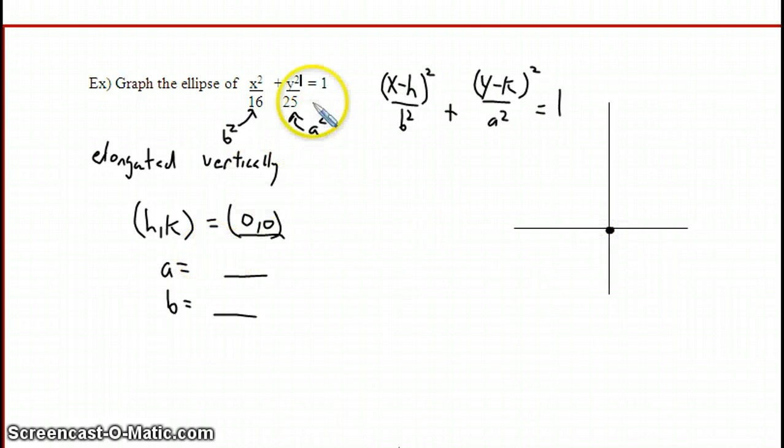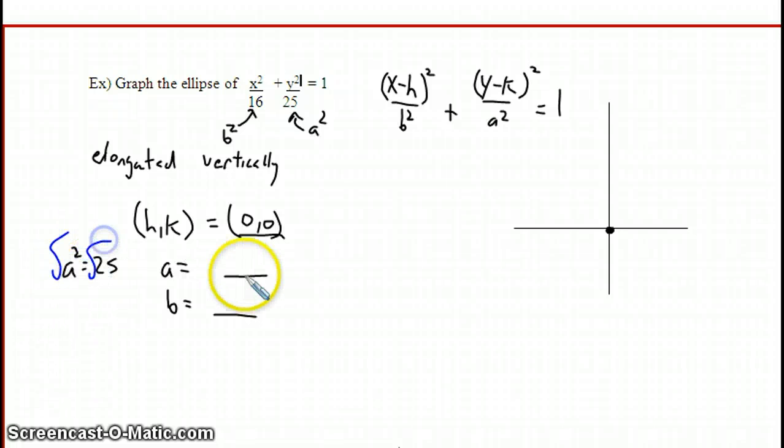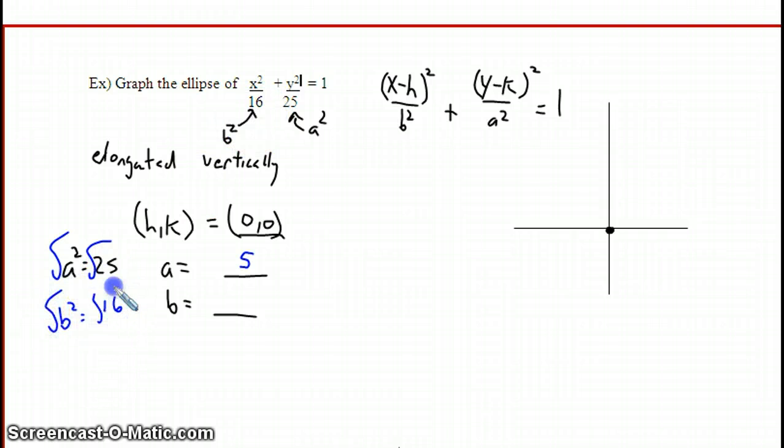A value would be, if A squared is 25, then to find A, we would take the square root of both of those to find A to be 5. For B squared, if B squared is 16, we would take the square root of both of those, and we would get 4. So that means, since it's elongated vertically, that A is going to be going up and down, and B is going to be going right and left.